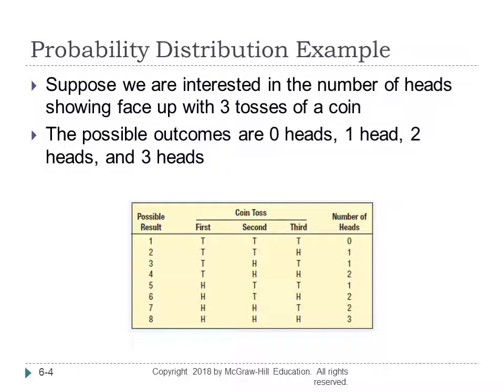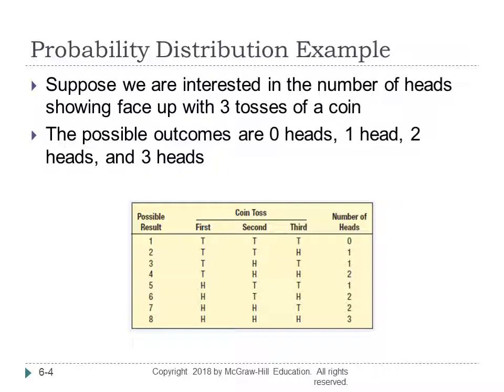The 8 possible outcomes are listed in the table, and each outcome will list the results of the first, second, and third toss, and in the last column we count the number of heads that we get from the possible result. For example, the first possible result is getting tail in each toss, which means you have 0 heads. In the second possible result, you get tail, tail, head. The number of heads is equal to 1. Every possible result is listed and the number of heads is counted.